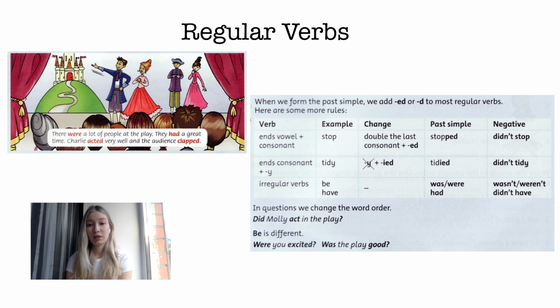И как вы видите в negative, эти глаголы у нас имеют следующие формы. Didn't stop, без всяких ed, didn't tidy, также без всяких ed, wasn't, weren't. Тут особый случай, но неправильный глагол have, например, в negative просто didn't have.